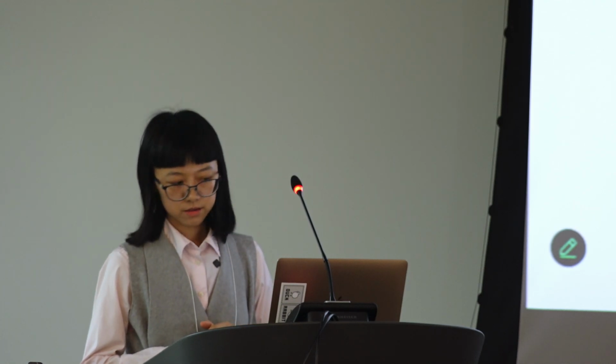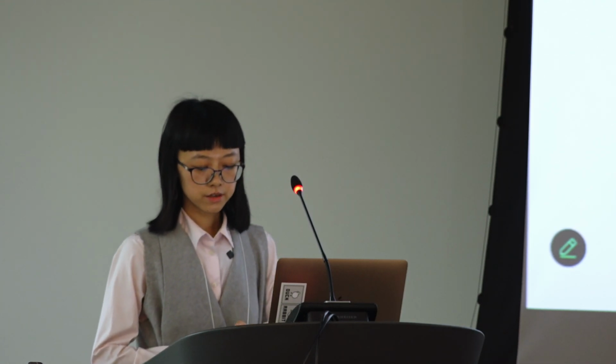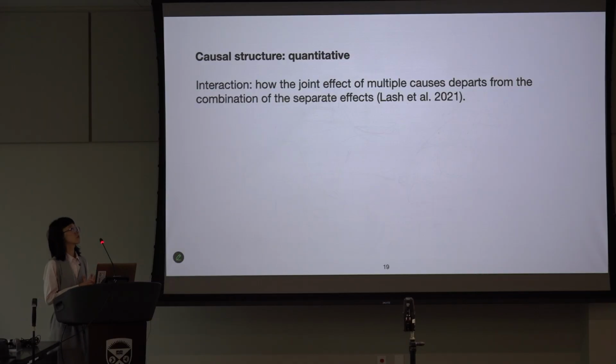And another aspect of causal structure is quantitative. And here I want to especially focus on interaction, especially how interaction is studied in epidemiology. So interaction in epidemiology is treated as a matter of how the joint effects of multiple causes depart from the combination of the separate causes.